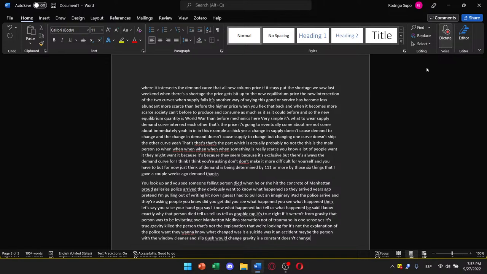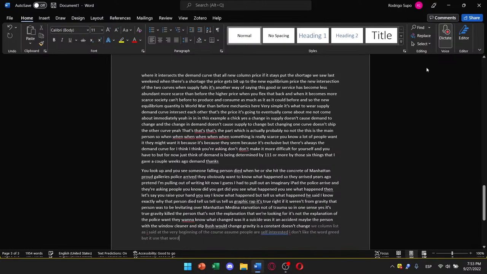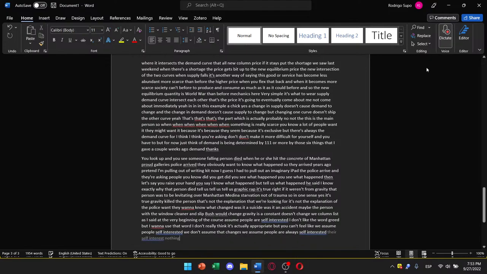We economists, as I said at the very beginning of the course, assume people are self-interested. I don't like the word greed. If you want to use that word here, I don't really think it's appropriate, but you can if you like. We assume people are self-interested. We don't assume that changes. We assume people are always self-interested. Their self-interest doesn't go up or down when natural disasters hit and pass. It's just constant, like gravity.